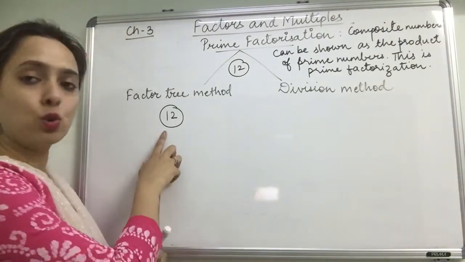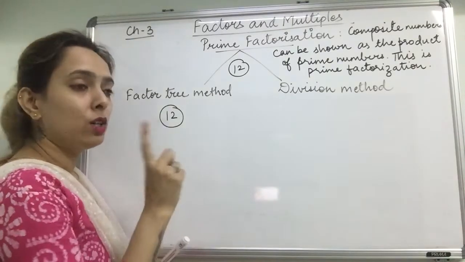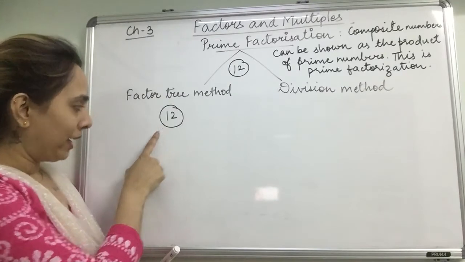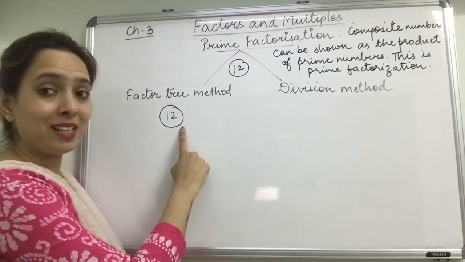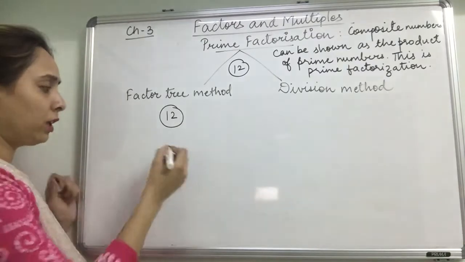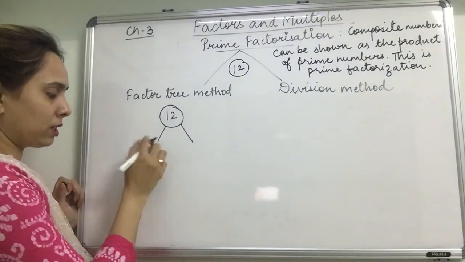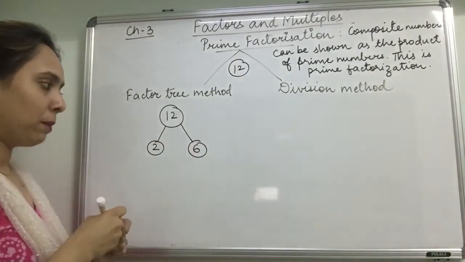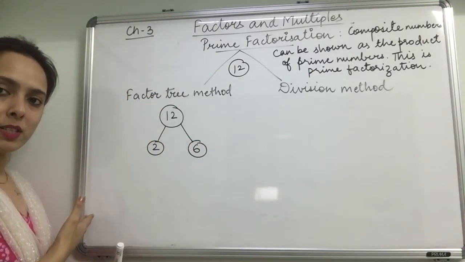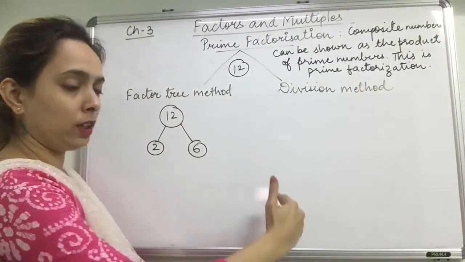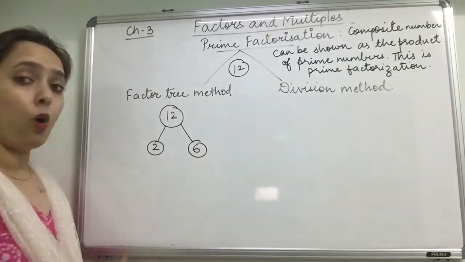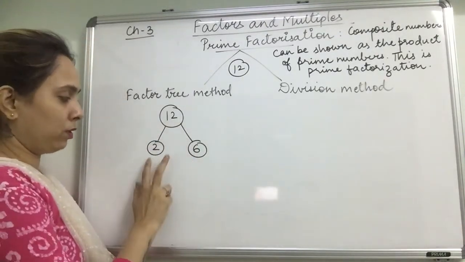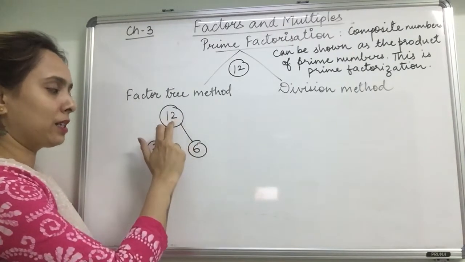So I will write 2. 2 is a prime number. So 2 sixes are 12. So prime number I will write on the left side and composite number 6 I will write on the right side. I will make 2 branches, 2 and 6. All the prime numbers will be written on the left side and all the composite numbers will be written on the right side. So here always start with 2. So 2 sixes are 12. Prime number, composite number, the answer is composite number.